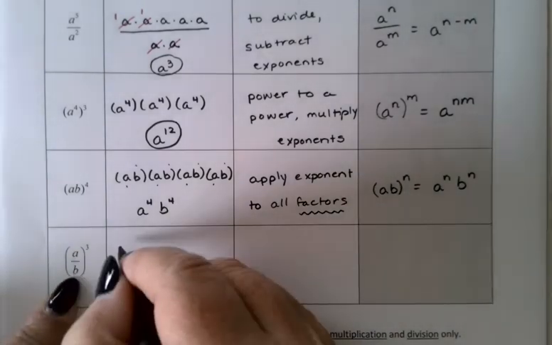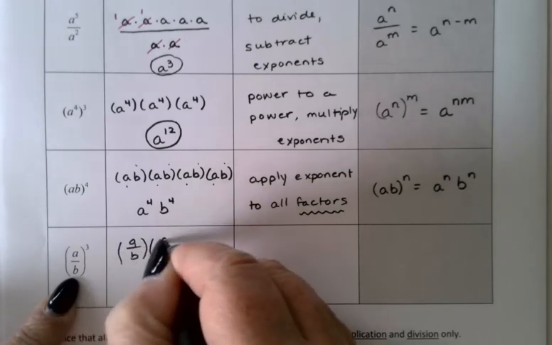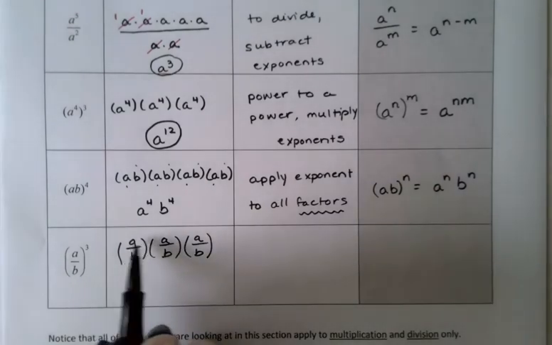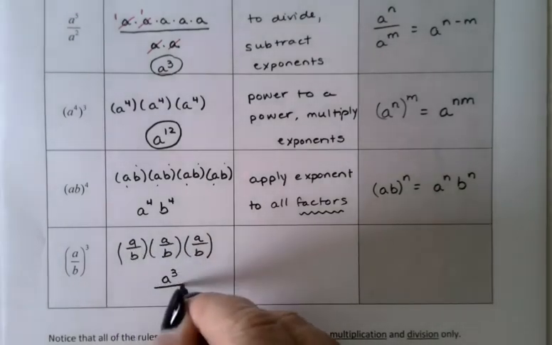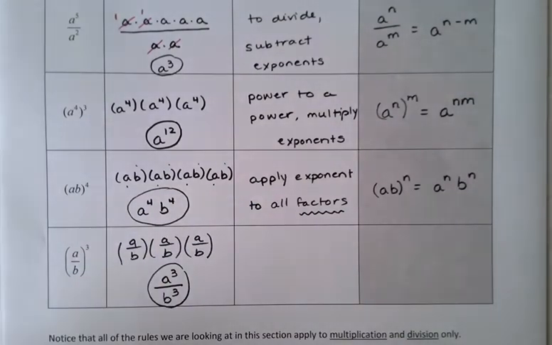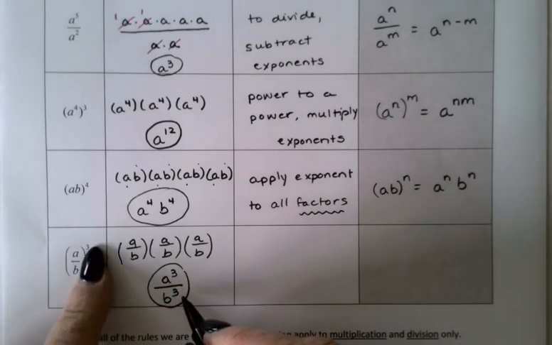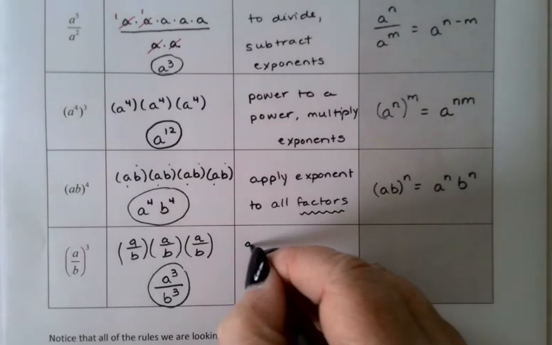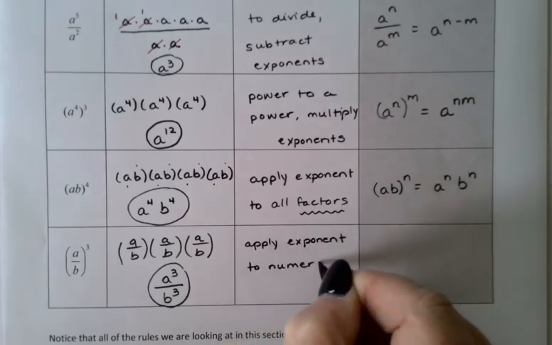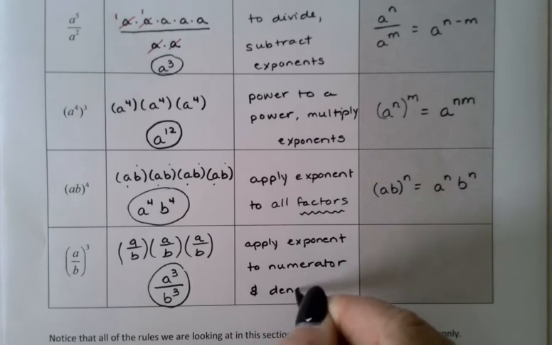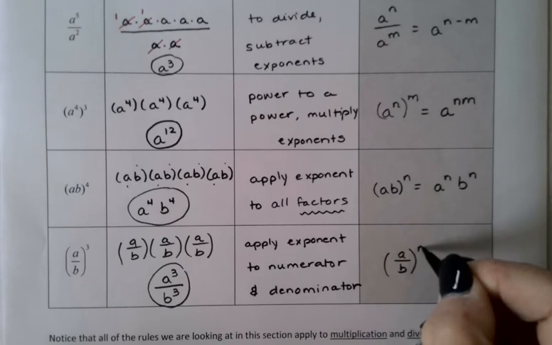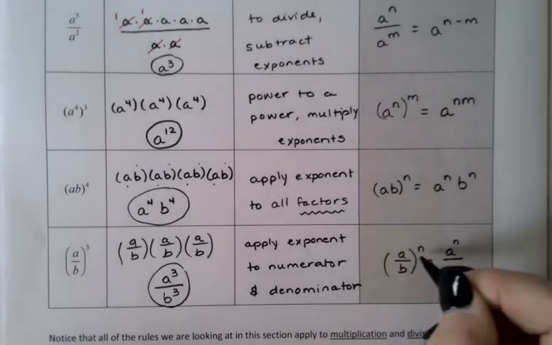If I have a fraction like a divided by b raised to the third power, that really means a divided by b times itself 3 times. And to multiply fractions, I multiply across the top. A times a would be a cubed. And multiply across the bottom, giving me b cubed. So once again, I can apply the exponent to both the numerator and the denominator of a fraction. In general, a divided by b to the n power can be simplified as a to the n power divided by b to the n power.